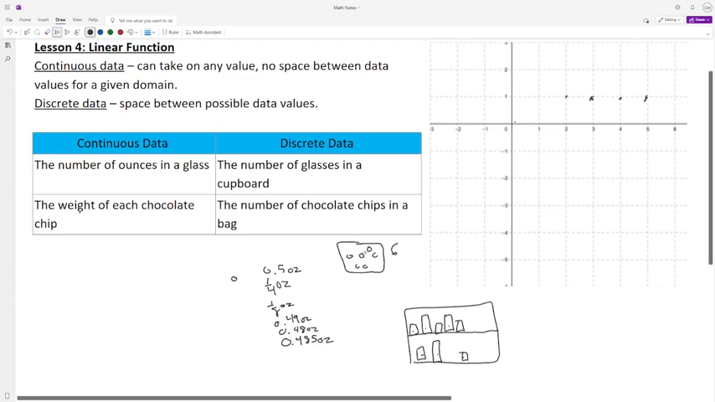So we can count these chips, and we can place these discrete values on a graph. We can place them with spaces. It's not going to be a straight line with no space. It's going to be separate points.